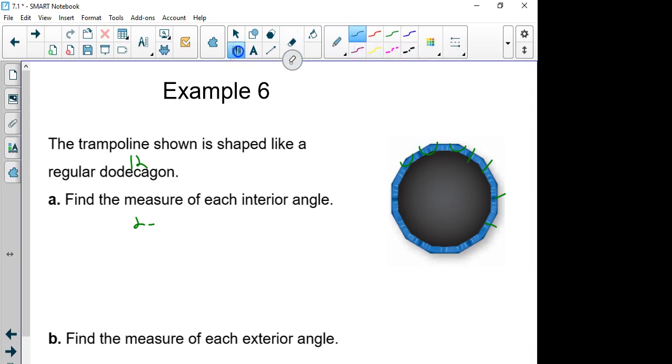12 minus 2 times 180 equals the total number of degrees. So that's going to be 10 times 180. That's 1,800 degrees inside that dodecagon. Well, we want to know each angle, so we're going to divide by the 12 sides. 1,800 divided by 12 is 150 degrees at each angle.